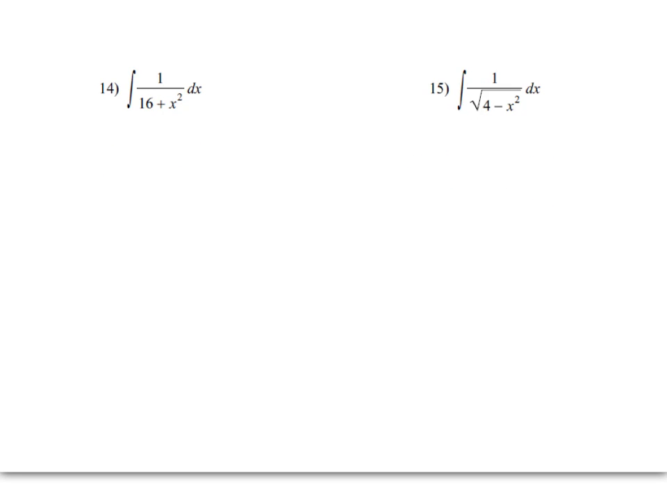On 14 and 15, it's a little trickier. We have to think about what we know from our formulas. Like 14 is the formula for inverse tangent, and that formula has the integral of u prime over 1 plus u squared du equals inverse tangent of u plus c. So we have to know how to use this formula, and what matters is that I want a 1 here and it's not, it's a 16, so the first thing we do is we take out that 16.